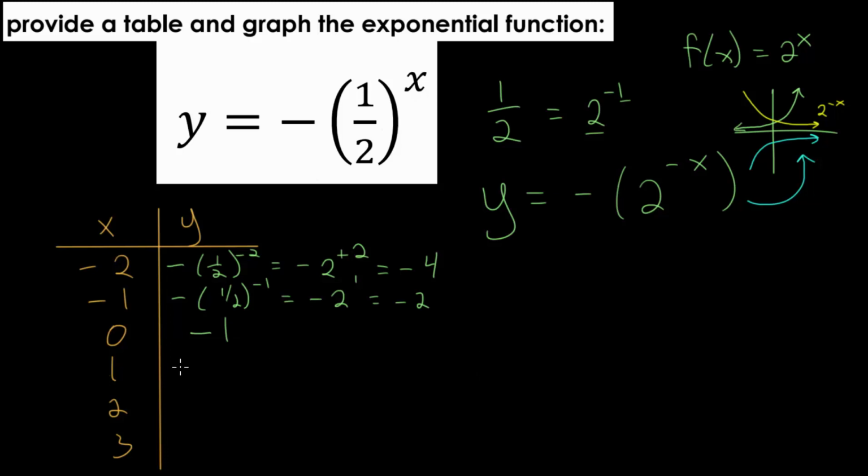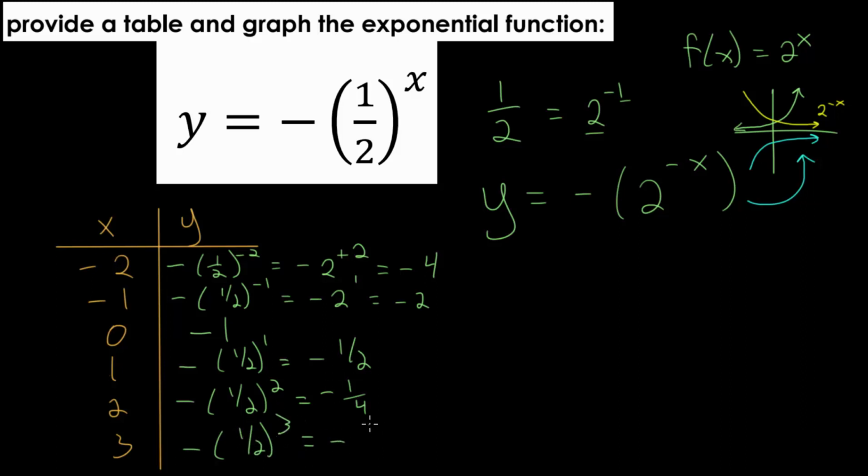When we plug in 1, we get minus 1/2 raised to the first power, which is just minus 1/2. When we plug in 2, we get minus 1/2 squared, and 1/2 multiplied by 1/2 is just 1/4, so this becomes minus 1/4. And lastly, when we plug in 3, we have minus 1/2 raised to the third power. If we multiply 1/2 three times, we will get 1/8, and then we take the opposite of that. So we have these 6 coordinate points that we can now plot.